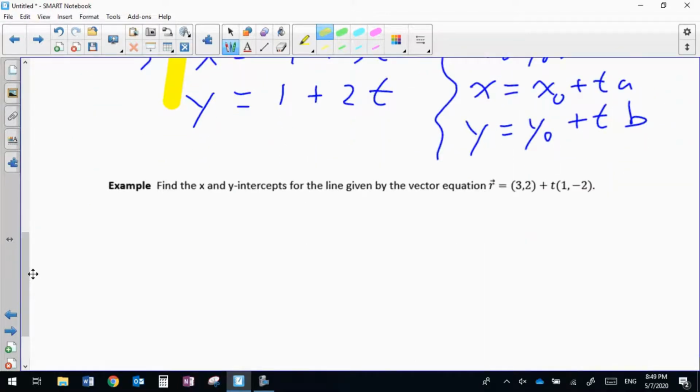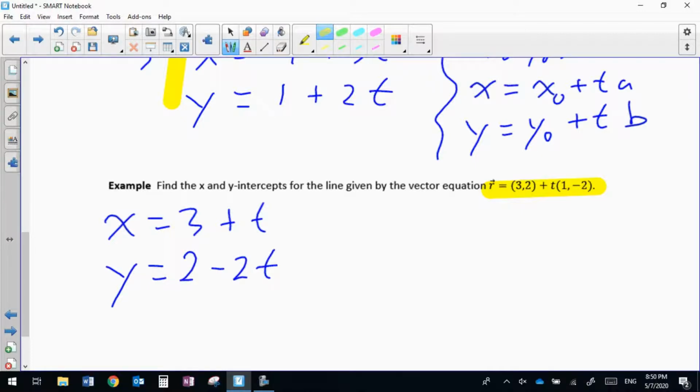Find the x and y intercepts of the line given by the vector equation, and there it is right there. Well, let's look at parametric equations. They are often a little easier to think of. Our x value is going to be 3 plus t, and our y value will be equal to 2 subtract 2t. Okay, if we want an x-intercept, at an x-intercept, y is always equal to 0.